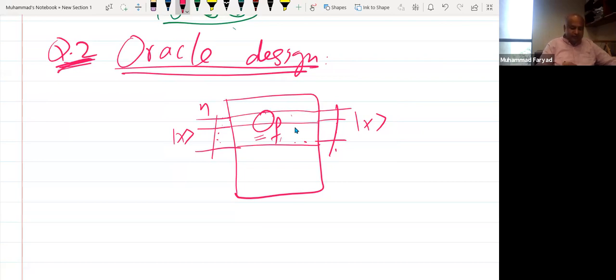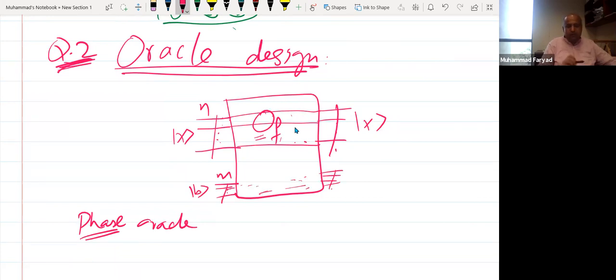Now the second thing is this: if you're designing a phase oracle, and this is your auxiliary input state, let's say there is an m-bit input, and let me call it some b. So these will be acted upon. There are operations that are going to be performed on these qubits, and they are auxiliary qubits.